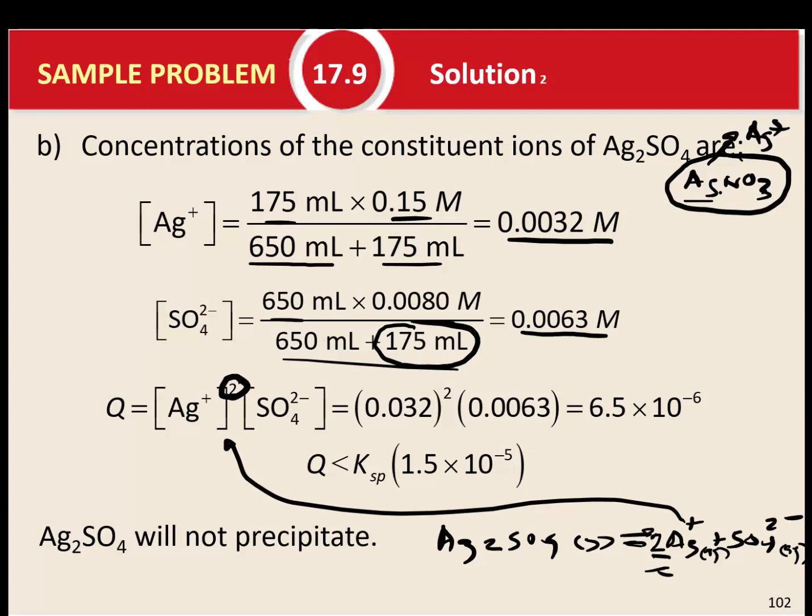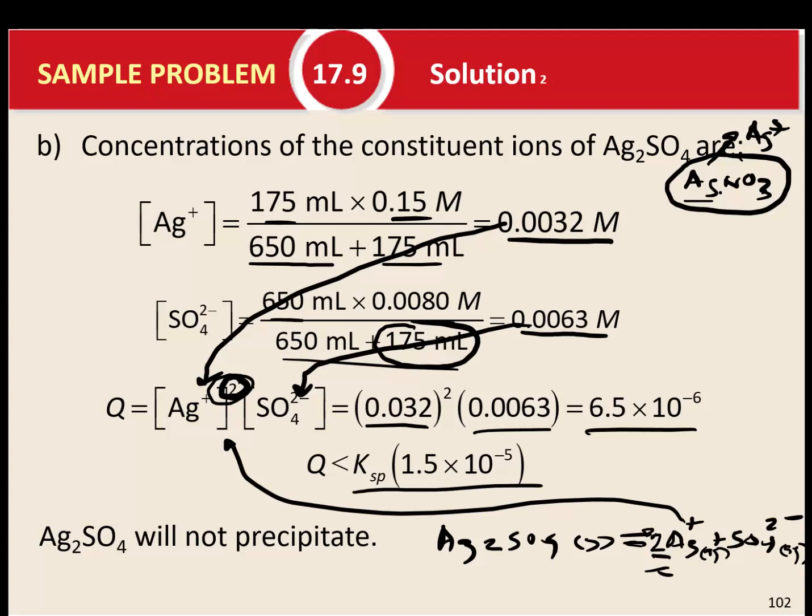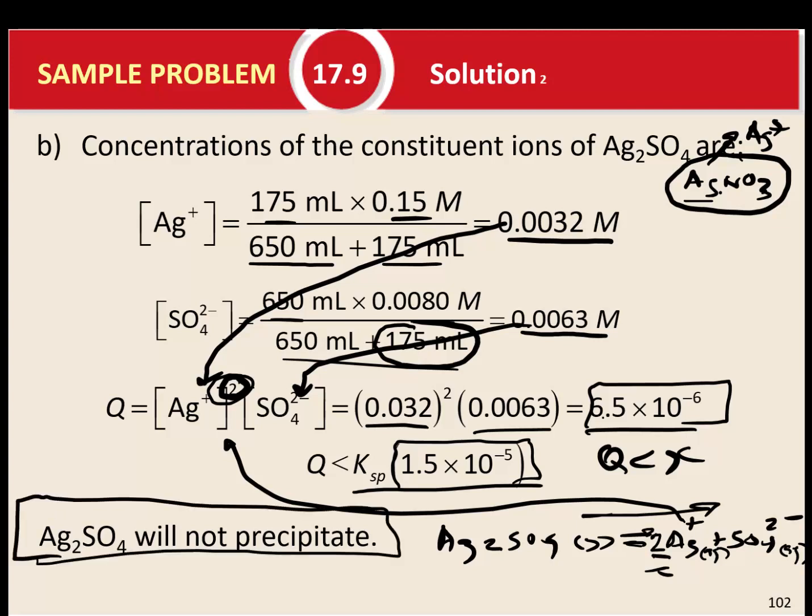So we plug in the values that we have for the silver ion concentration. We plug in the value we have for the sulfate ion concentration. Don't forget to square this one because it's a 2 here. And then multiply by that and we get this number here. And then we compare that to the actual solubility product. And this number, 6.5 times 10 to the negative 6, is less than 1.5 times 10 to the negative 5th. So Q is less than K. And we know if Q is less than K, the reaction goes in the forward direction. So silver sulfate will not precipitate.